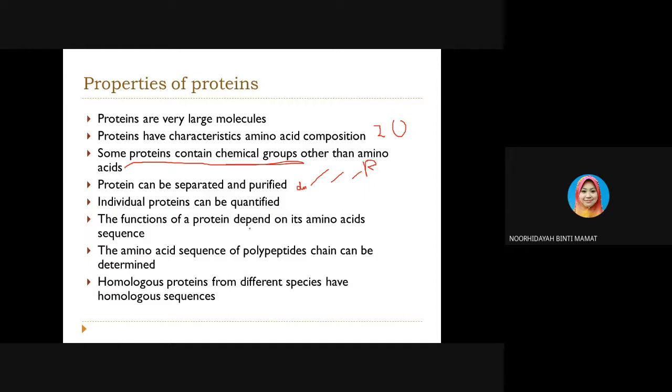The other properties of proteins: individual proteins can be quantified. The function of a protein depends on its amino acid sequence. The amino acid sequence of a polypeptide chain can be determined. And homologous proteins from different species have homologous sequences. For protein quantification, it is necessary to understand the total protein content in the samples or in the formulated products, because we can determine the amino acid sequence in the protein.